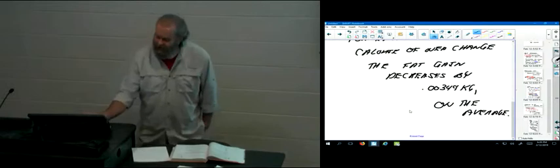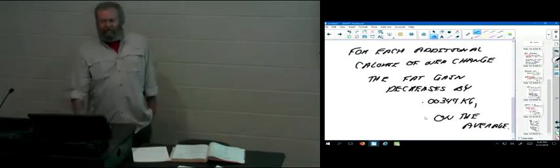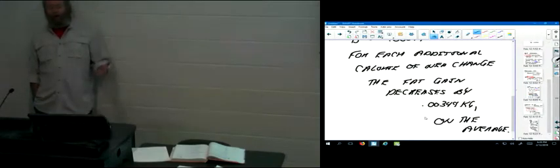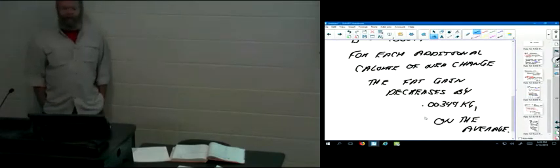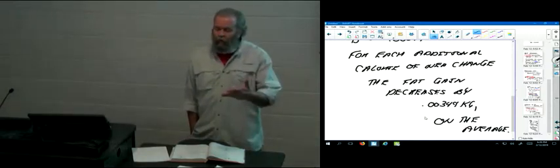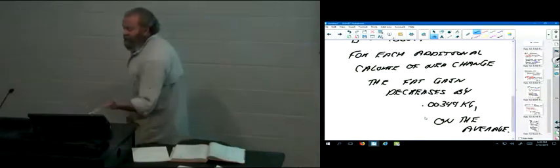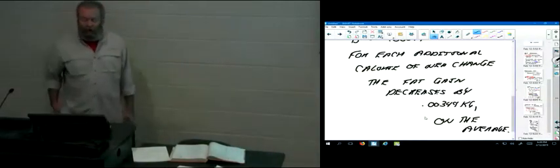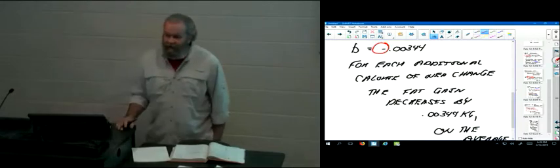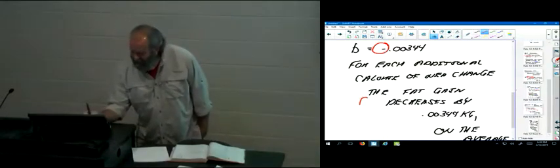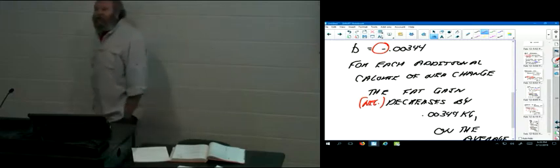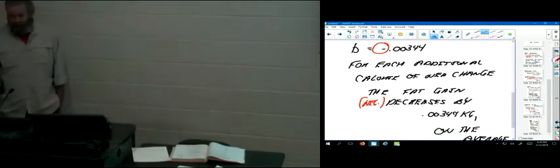This is on the average. So one more time, for each additional calorie of NEA change, the fat gain decreases by 0.00344 kilograms on the average. In other words, for each additional one unit of your explanatory variable, the response variable decreases by the slope. Does everybody see that your slope is negative? And so you're decreasing here because the slope is negative. If the slope was positive, you would have increased by the value of the slope.